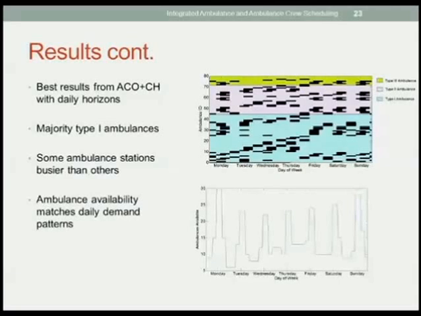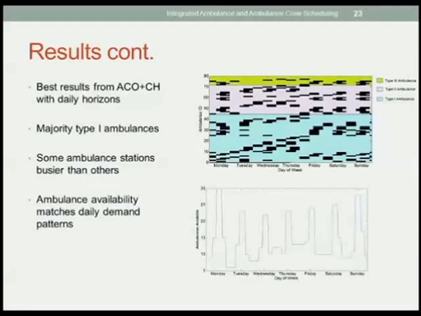The second graph shows the number of ambulances available at each hour of the day in the results from my model. So it actually shows that you've got the daily peak and the daily drop that matches with the demand levels. A couple of other things. I've got a majority of type 1 ambulances. So if there's any way to have more flexible ambulances in your fleet, that would be the way to go.